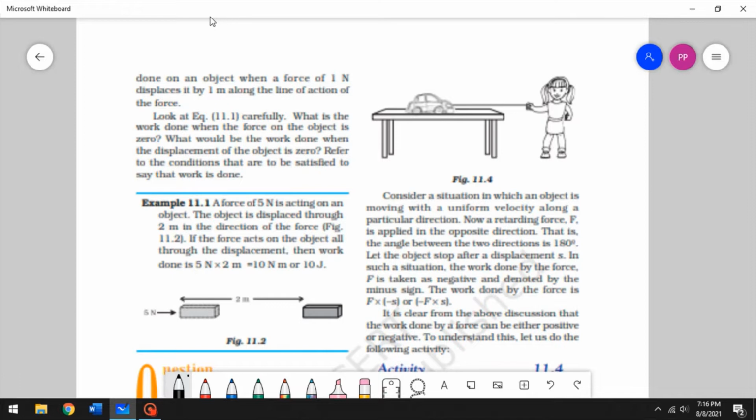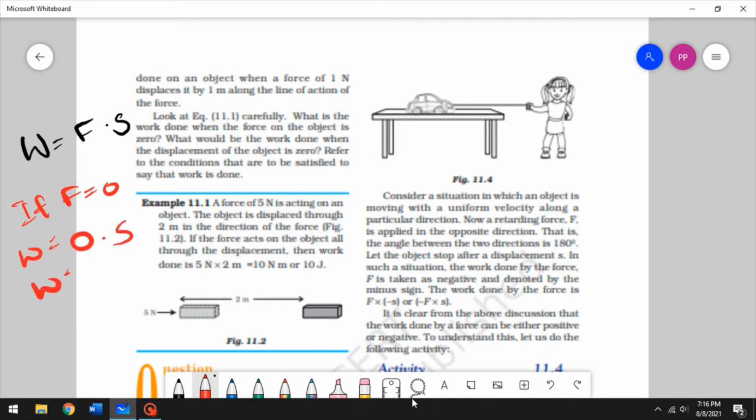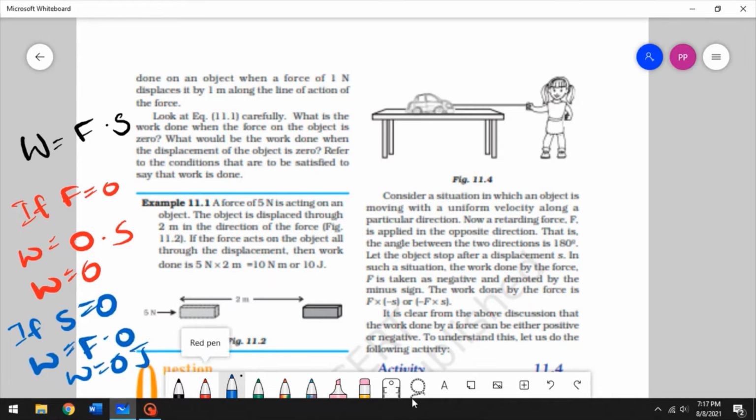So, if work is force times displacement, if force is 0, work will be 0. Let me elaborate. If force is equal to 0, work done is 0 times S, work done is 0. If displacement is equal to 0, work is equal to force times 0, work is equal to 0 joule. So if you refer back to the situations that we read in the beginning, you will know the reasons behind us saying that such situations are not considered work. Because in the first set of situations, we saw that there was no force being applied.